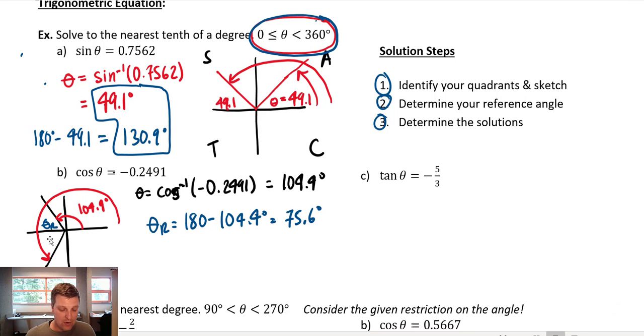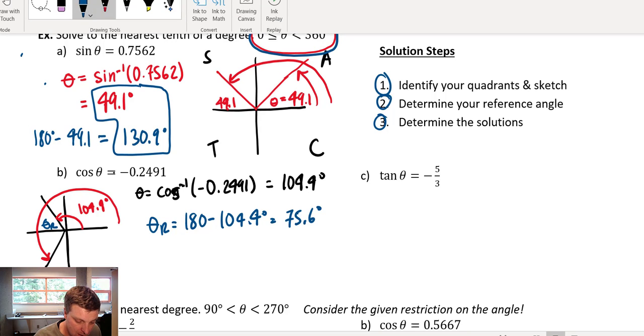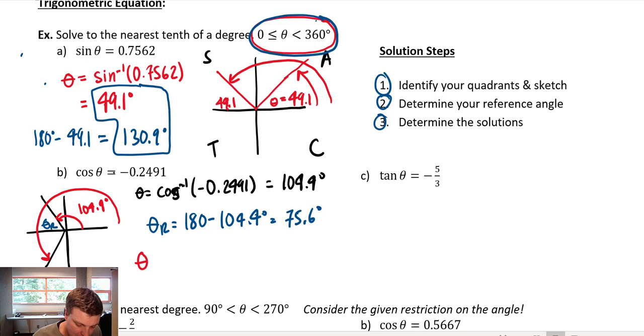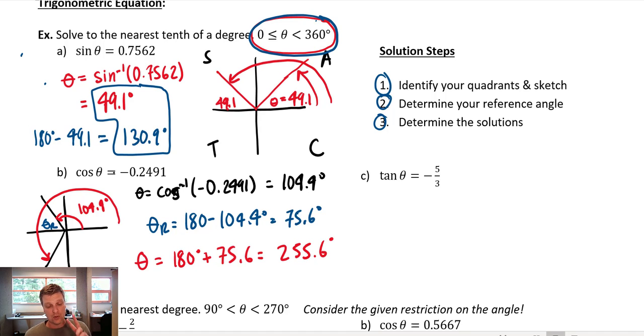It has to be negative. So when we find the reference angle, that might be one of your answers, or it might not. What I actually want is this bigger angle here that's drawn in red. And so the angle that I'm looking for is going to actually be 180 plus my reference angle, which is 75.6. So that's 255.6 degrees.